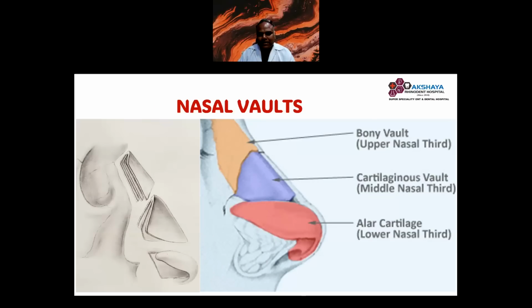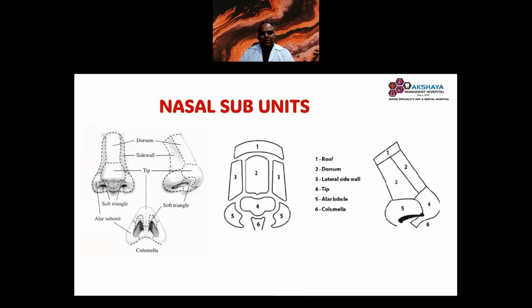This slide is showing the nasal vaults. I will skip this. And this is one more concept you must understand: the nasal subunits. This is useful when you do reconstruction rhinoplasty. When there is a tissue loss somewhere in the ala or somewhere in the lateral wall, like a basal cell carcinoma, and they resect the entire part of the lateral wall, then how to reconstruct the nose? Something like that.